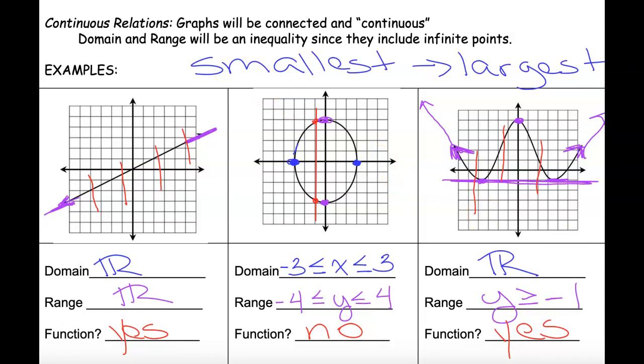Tomorrow we'll review how to graph real-world scenarios and how to graph functions by filling in tables. And then the final day of review, we'll look at function notation and looking at the zeros of functions.